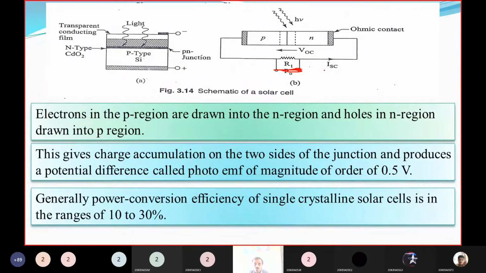Now coming to the VOC. For VOC, just remove the total connection, and place the voltmeter in between these two terminals. Just place the voltmeter here. Now, what is the voltage across the diode? That is the open circuit voltage. This is about the short circuit current and open circuit voltage.